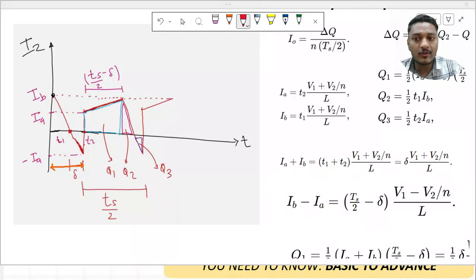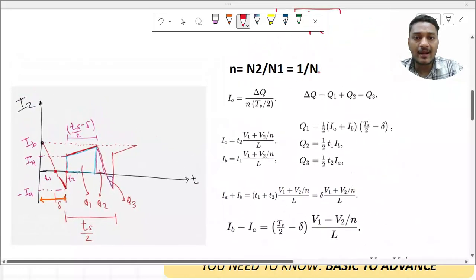Then this waveform goes to IA, and again goes to IB. So what is the distance from this point to this point? It is Ts by 2 minus delta, because the overall half time period is Ts by 2, and this delta duration is basically the single phase shift which we have provided. That is the delta I have marked. Here I am considering small n as n2 by n1, which is 1 by n.